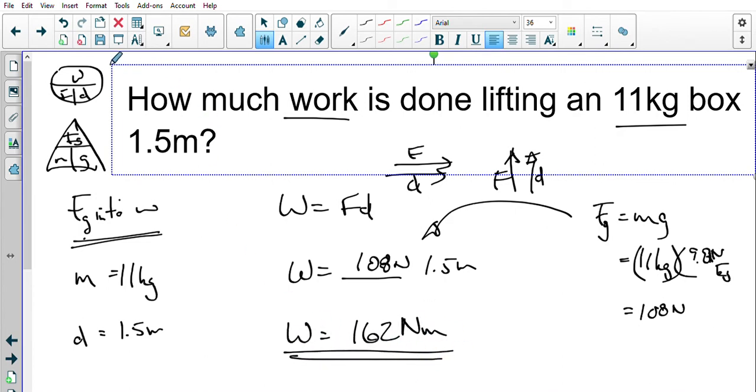So here we're having to use both of these equations, our work and our force of gravity, because we're given information in terms of mass. Let's go to another one.